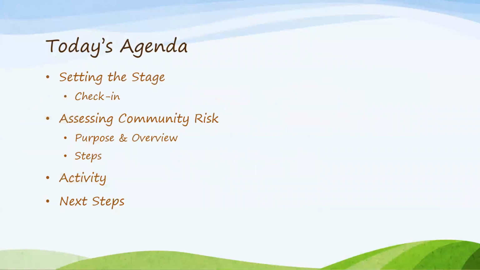Today we will cover 4 topics. First, I will prompt your team to have a quick check-in about your progress so far. Second, I will describe the process you will use to complete the third step, which will involve assessing risk within your community. At the end of today's webinar, I will prompt a team activity to practice for this component, and then I'll review next steps.